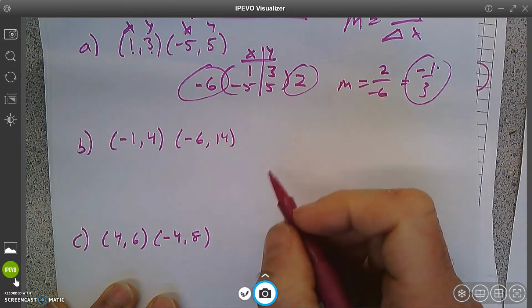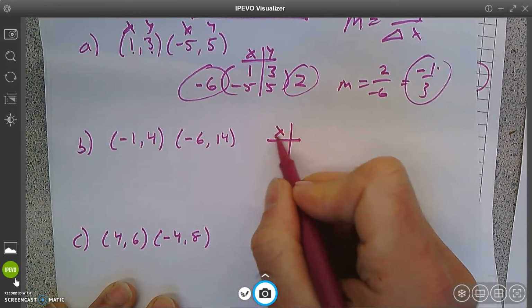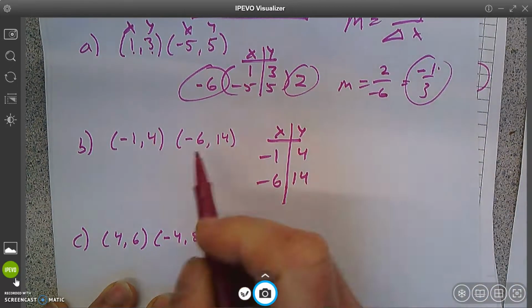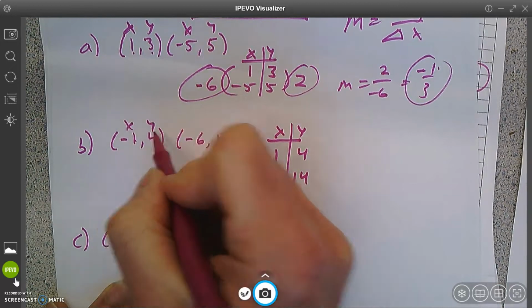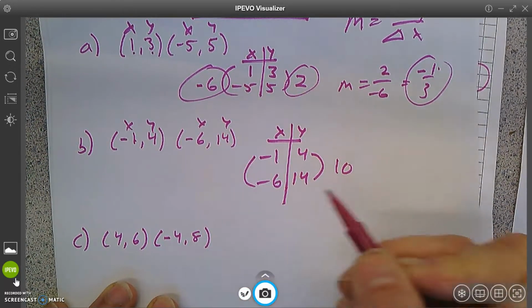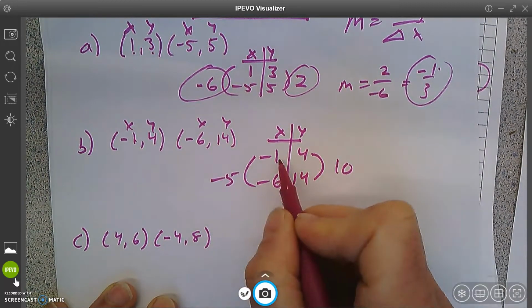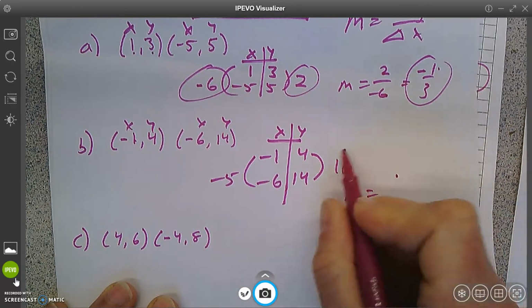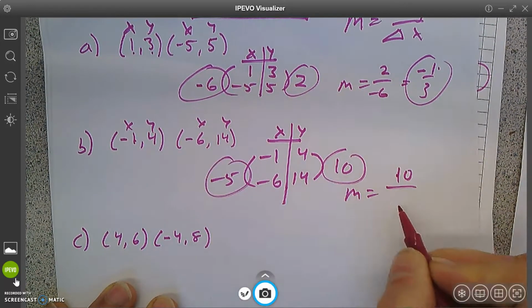Go. All right, let's see what we got. So there's -1, 4, -6, 14. So 1 point, x, y, x, y. Change in y is up 10. Change in x is down 5, getting more negative. You're subtracting. All right, so slope is change in y over change in x.